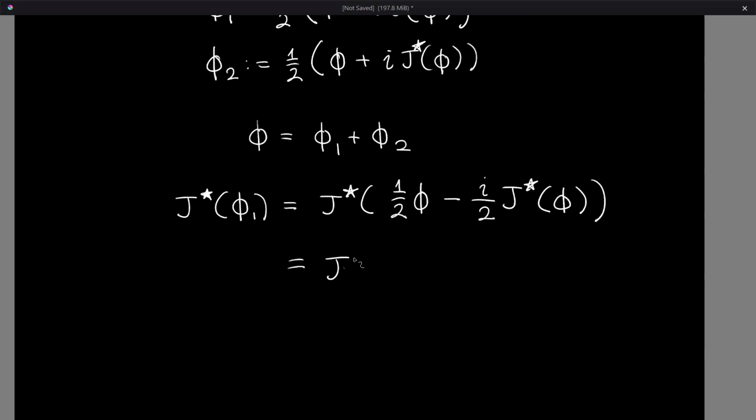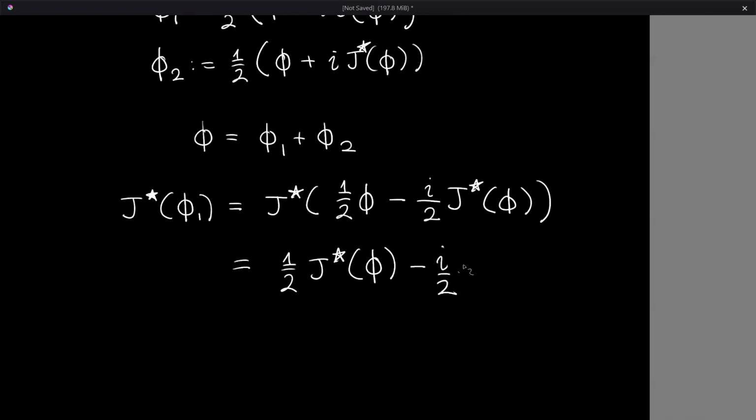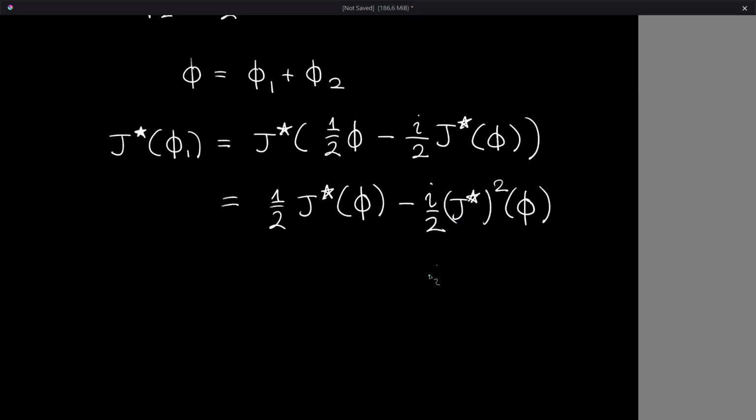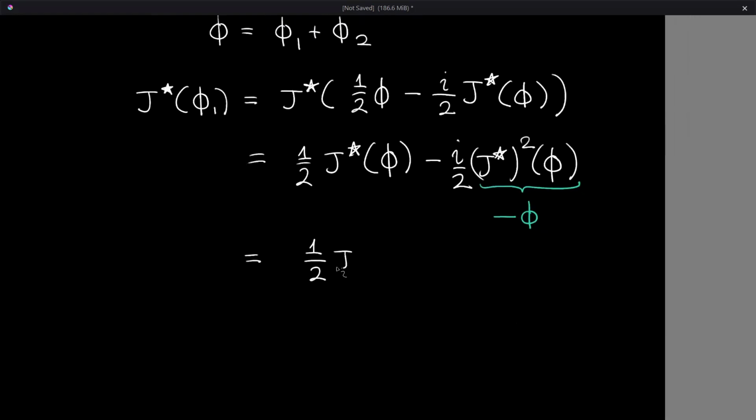So what we got is half J star of phi. We're using the linearity here again. Minus i by 2 J star squared of phi. Ooh, J star squared of phi, that's interesting. If we get J star squared of phi, then what does that give us? Let me just isolate this much. That's the negative of phi, right? By definition. So we get half J star phi.